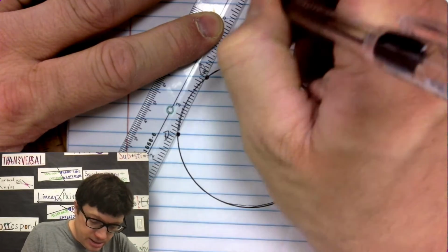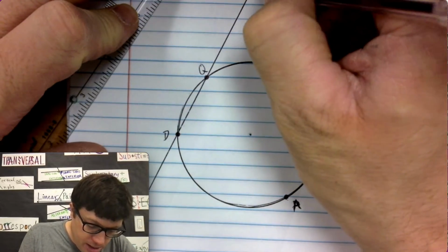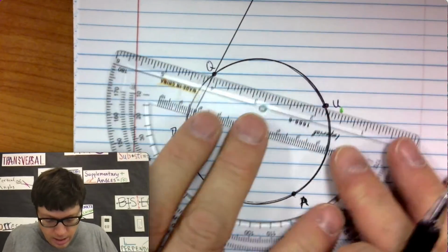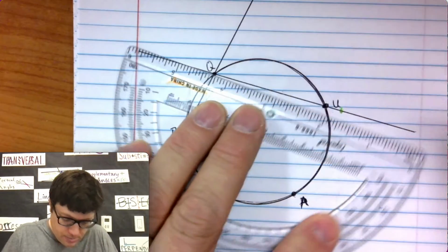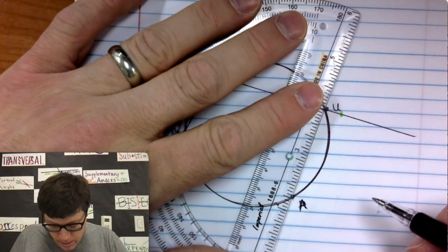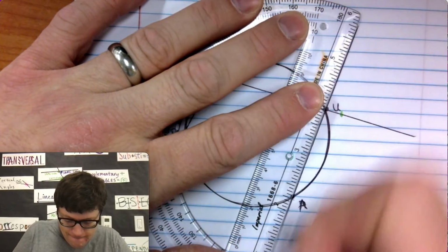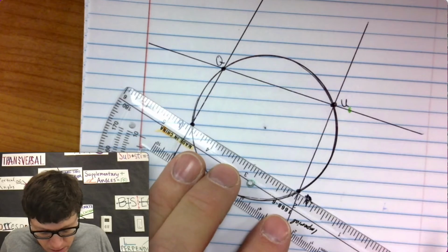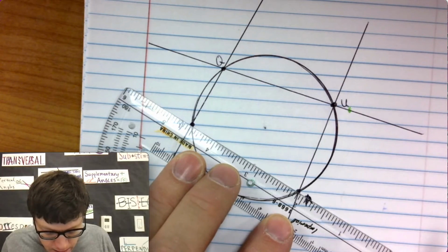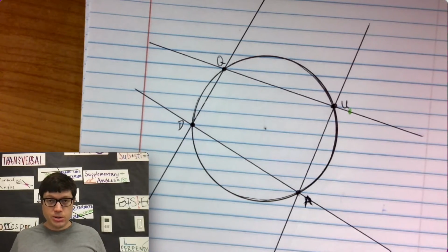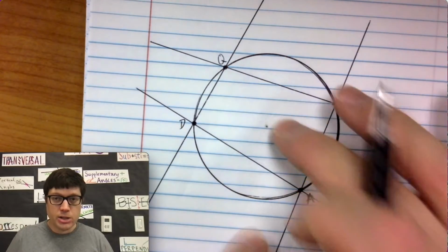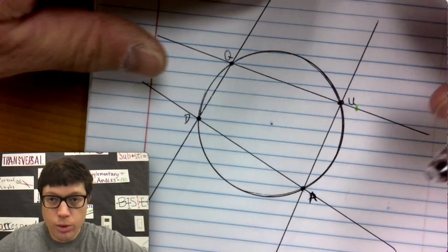Okay, secant lines. So I'm drawing a long secant line there. And I'm drawing a secant line here. And a secant line here. And then last of all, the 4th secant line. A secant line goes through the circle in 2 locations. So like all of these are considered secant lines because they go through the circle.